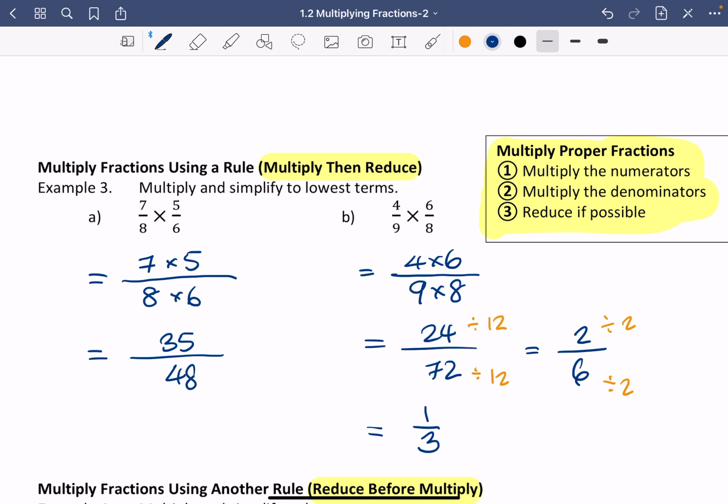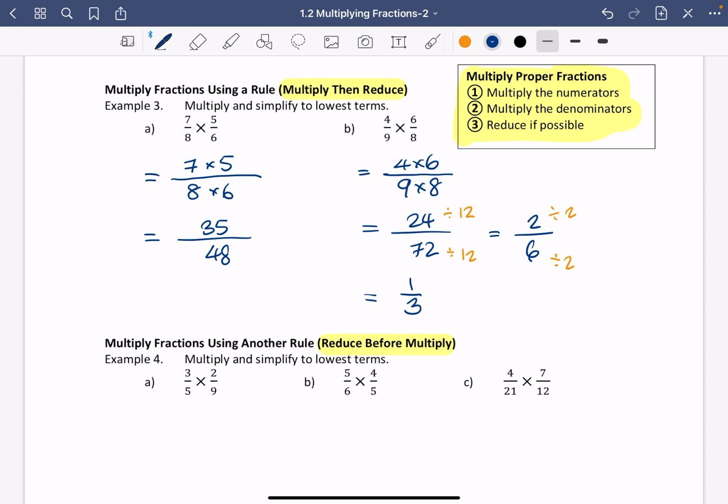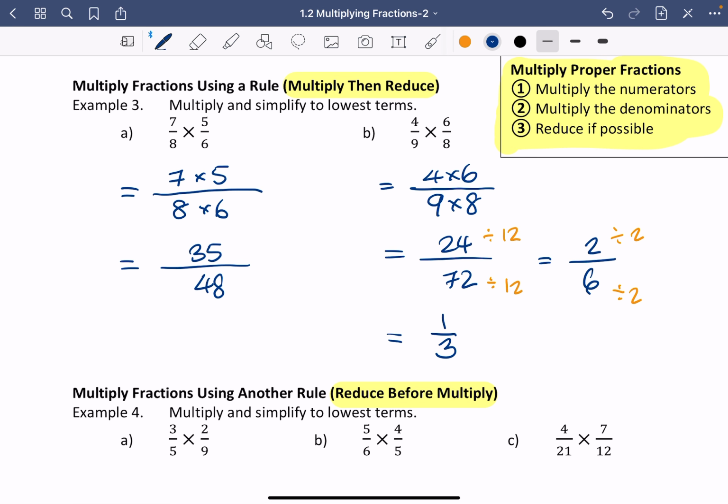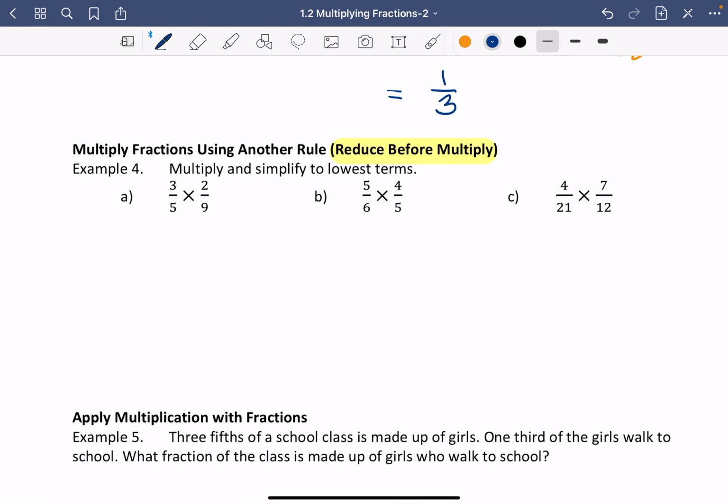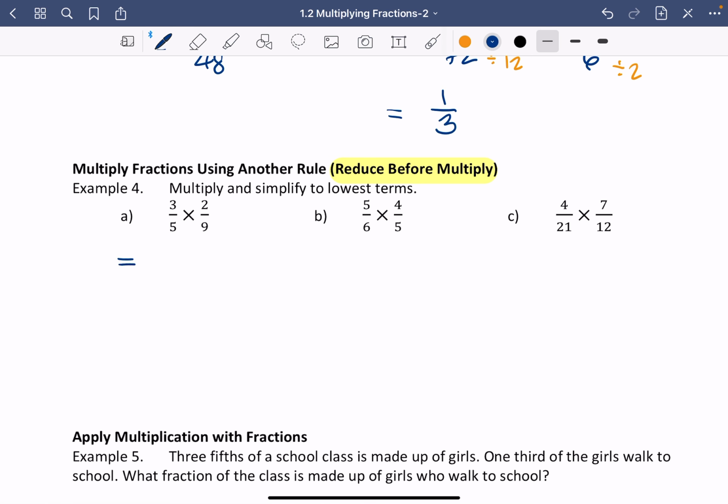Okay. So you guys see how it's a little bit troublesome to multiply first and then reduce. So an easier way or a better way to do multiplication is you reduce it before multiplying them. Okay, so for example, the first question, when we multiply them, we'll get 3 times 2 and then 5 times 9 on the bottom. But do you see any common factors between the numerators and the denominators?